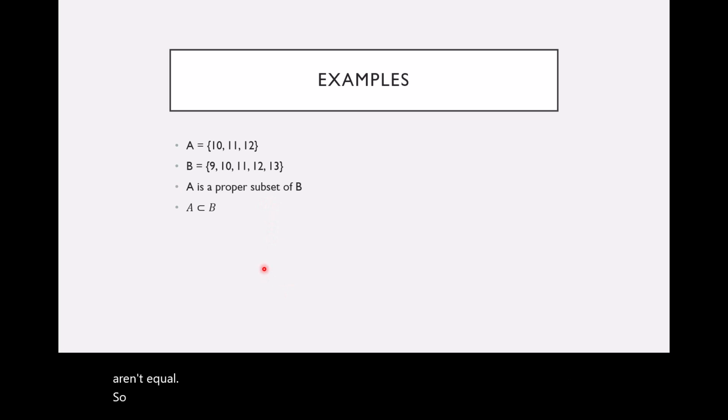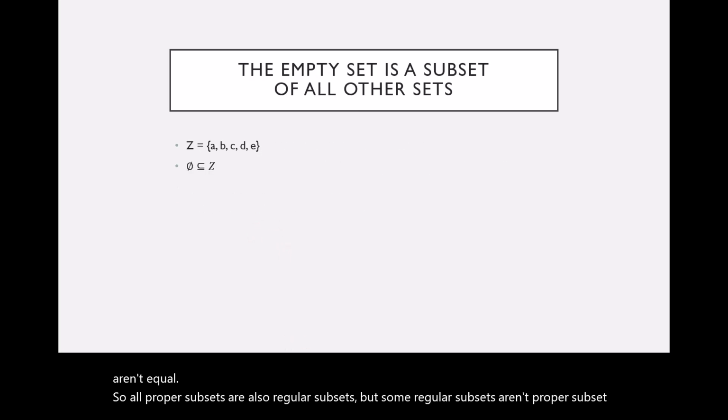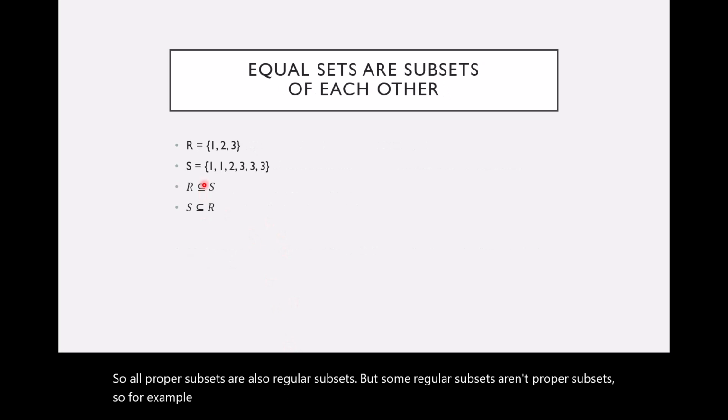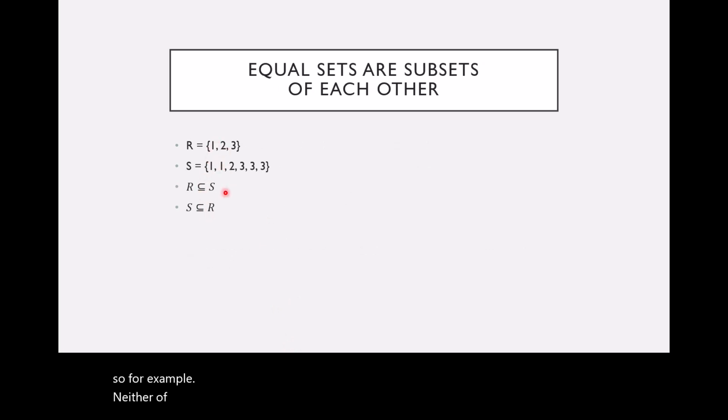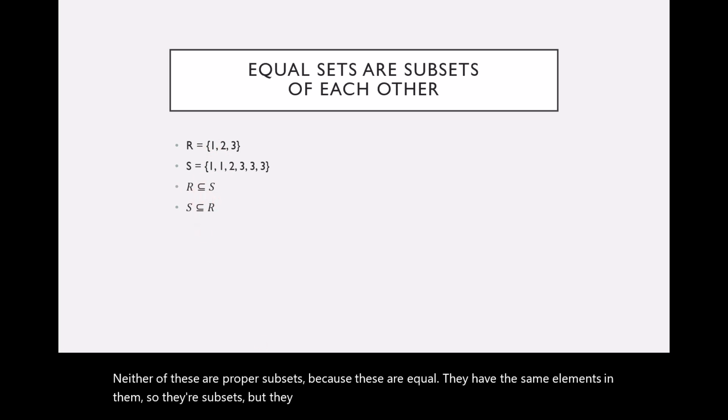So all proper subsets are also regular subsets, but some regular subsets aren't proper subsets. So for example, neither of these are proper subsets because these are equal. They have the same elements in them. So they're subsets, but they aren't proper subsets.